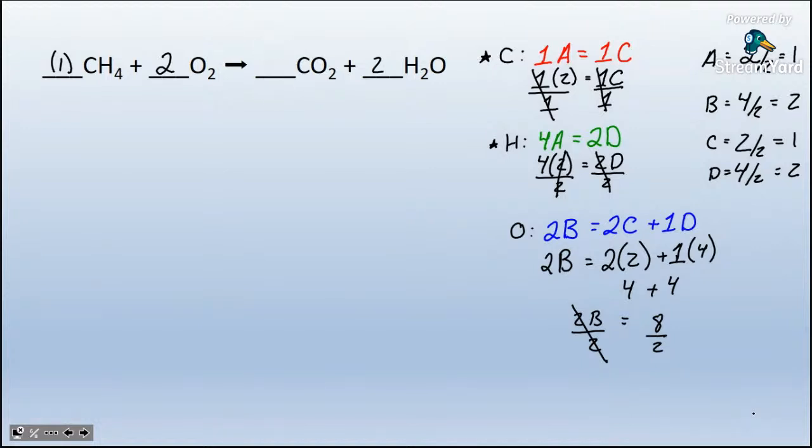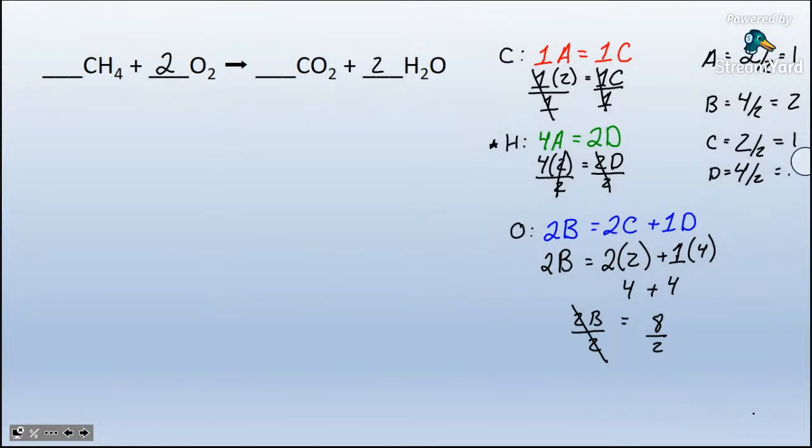And then we verify that these are balanced correctly. So I have 1 times 1 for 1 carbon, 1 times 1 for 1 carbon, 1 times 4 for 4. So that I have 4 hydrogens. 2 times 2 gives me 4 hydrogens. 2 times 2 is 4 oxygens. 1 times 2 is 2 oxygens, plus 2 times 1 is another 2 oxygens, for a total of 4 oxygens, and we're balanced.